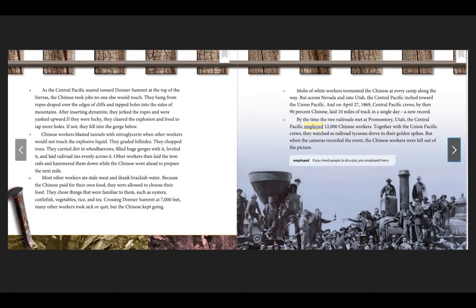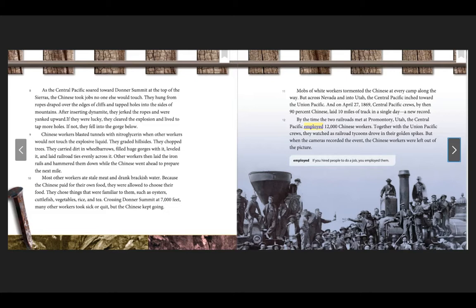Because the Chinese paid for their own food, they were allowed to choose their food. They chose things that were familiar to them, such as oysters, cuttlefish, vegetables, rice, and tea. Crossing Donner Summit at 7,000 feet, many other workers took sick or quit, but the Chinese kept going. Mobs of white workers tormented the Chinese at every camp along the way. But across Nevada and into Utah, the Central Pacific inched towards the Union Pacific.